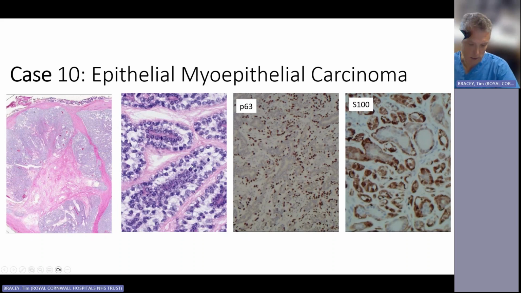Chris Lung in Exeter sent me a case recently, which was, I thought, a classic epithelial myoepithelial carcinoma, but I only found a tiny area of clear cell change. The immunohistochemistry is effectively the same as adenoid cystic, with this peripheral rim of myoepithelial cells picked up with basal and myoepithelial markers.